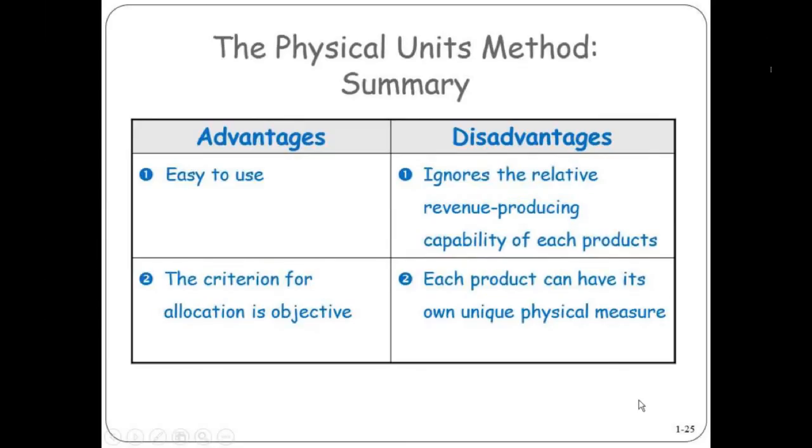The advantages of the physical unit method: it's easy to use. It's very objective. There's no kind of manipulation going on. But it ignores the revenue producing capabilities of each product. And of course, it's impossible to use this method with oil or something that has products of different shapes and sizes. Oil is both a liquid and a solid in its end products. So in some cases, you can't even consider it.